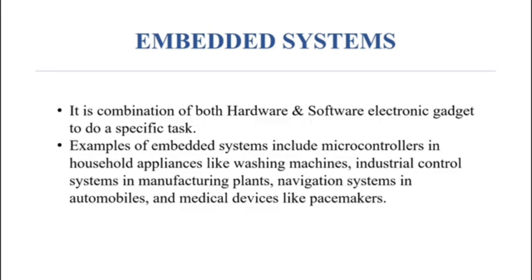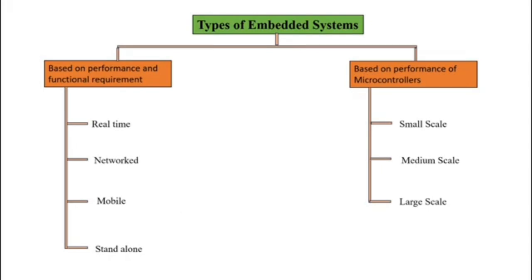We can see many examples of embedded systems, and I have prepared some here: microcontrollers in household appliances like washing machines, industrial control systems in manufacturing plants, navigation systems in automobiles, and medical devices like pacemakers. Types of automated systems: we have two types, based on performance and functional requirements, and based on microcontrollers.